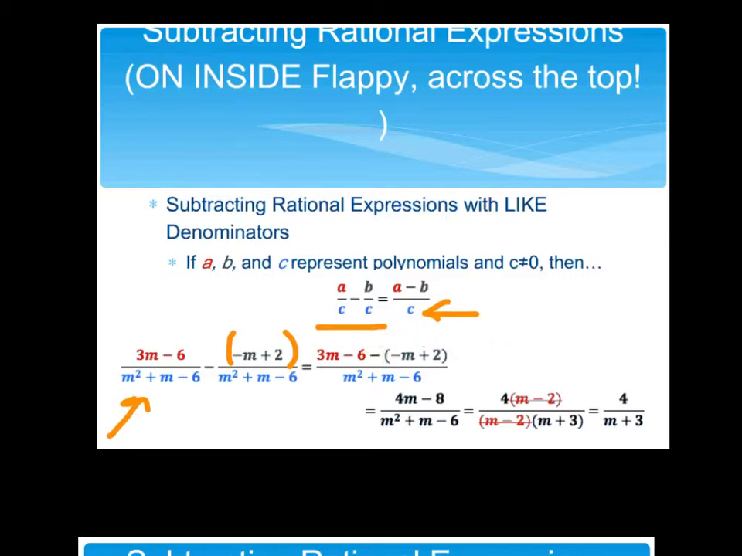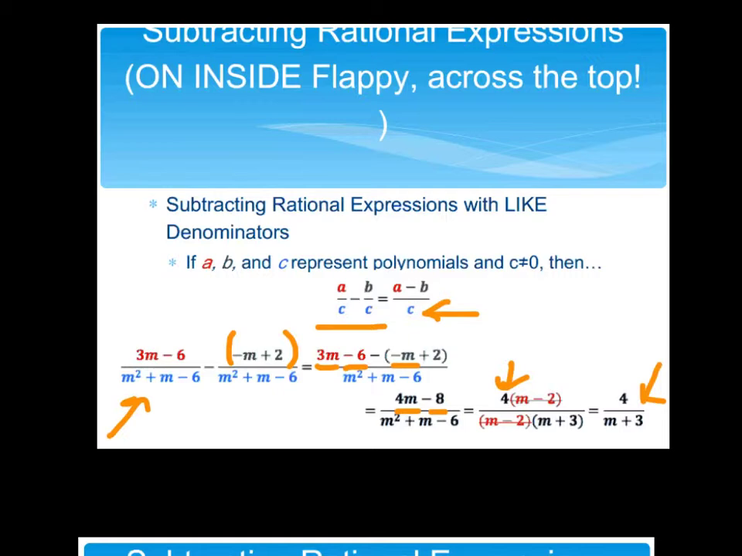So essentially, that 3m combines with the minus a negative m, which equals 4m, and then negative 6 minus 2 equals a negative 8. So we have 4m minus 8, which we can take a GCF of 4 out of, and then solve for a more simple version of this expression, which is 4 over m plus 3.